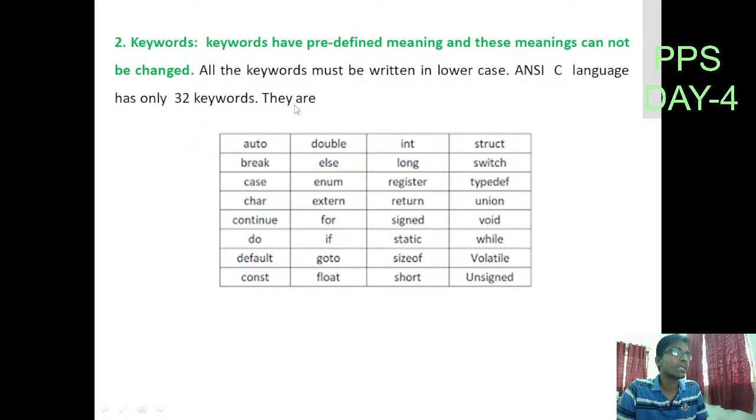In the C programming language, all keywords must be written in lowercase letters only. There are 32 keywords in C programming, and all 32 keywords will be written in lowercase only. That means we will use all 32 keywords as lowercase letters only. So what is a keyword? A keyword has a predefined meaning, and this meaning cannot be changed. So that is called a keyword.